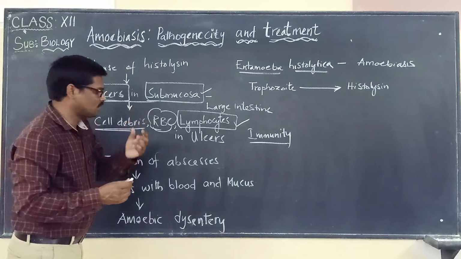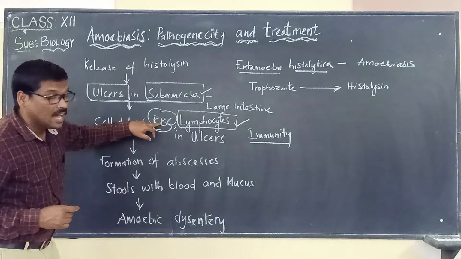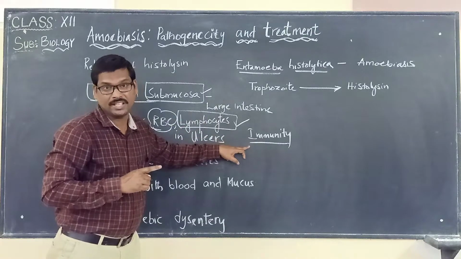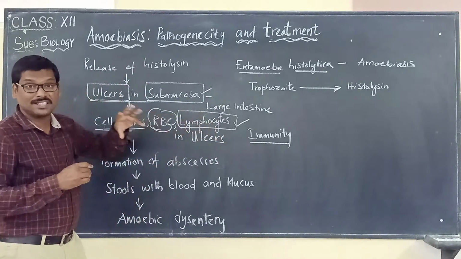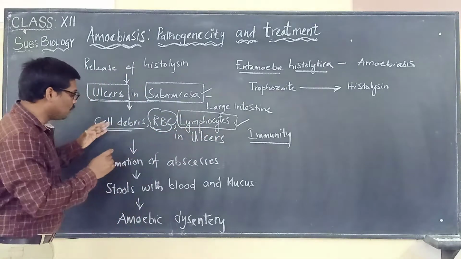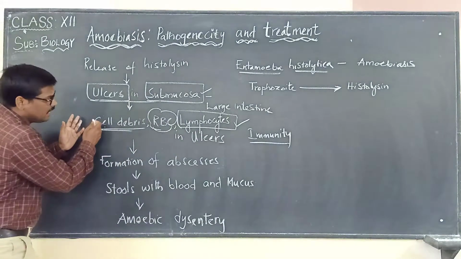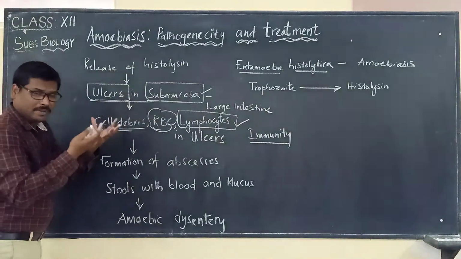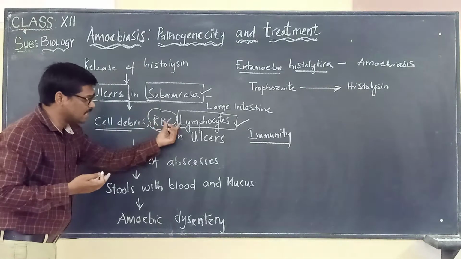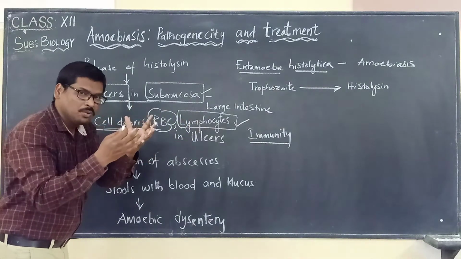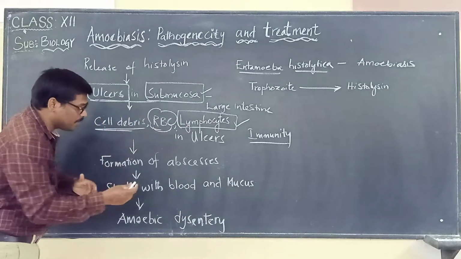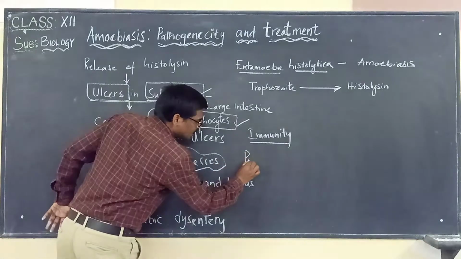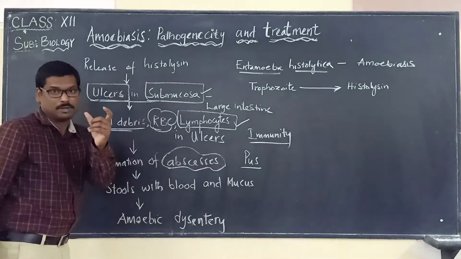Inside the ulcers, cell debris will be there, RBCs will be there, and lymphocytes, which are very important in the immune system, are present in the ulcers now. Because of the presence of these different materials like cell debris, RBCs and lymphocytes, it will be forming abscesses. Abscesses means pus that is formed.